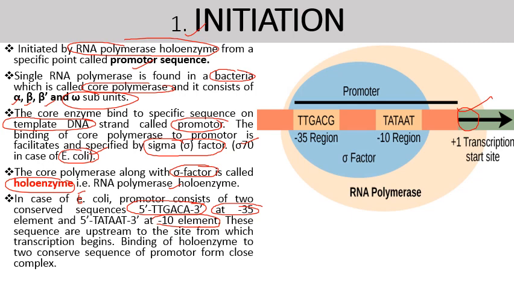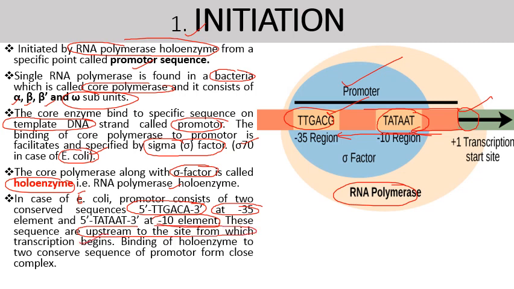And before this transcription site, there is a region which is known as promoter region where the RNA polymerase will bind. Here in the promoter region, there are 2 specific sequences upstream from the transcription site: 10 nucleotides upstream, the sequence TATAAT, and 35 nucleotides upstream, TTGACA. So these are specific sequences present in the promoter region, and they are recognized by the RNA polymerase holoenzyme. These sequences are upstream to the site from which transcription begins.